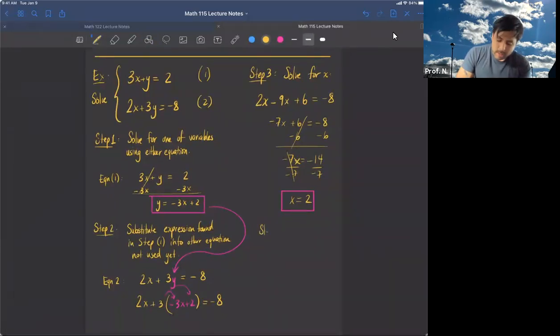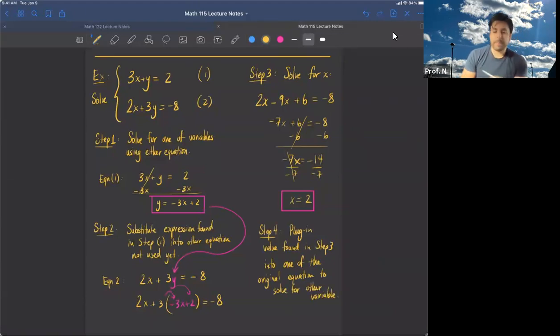And now I got x equals 2, but now I want to figure out what y equals. So solve for x, and then we're going to do what? Plug in the value found in step 3 into one of the original equations to solve for the other variable. So we know what x equals.